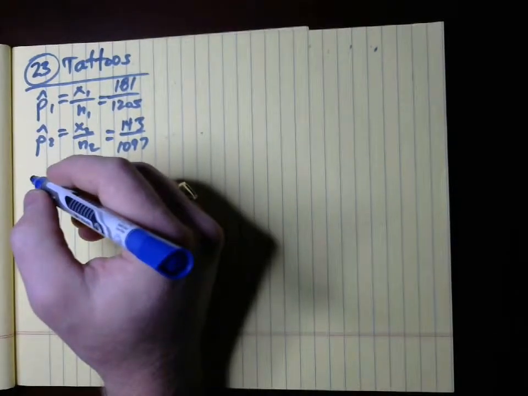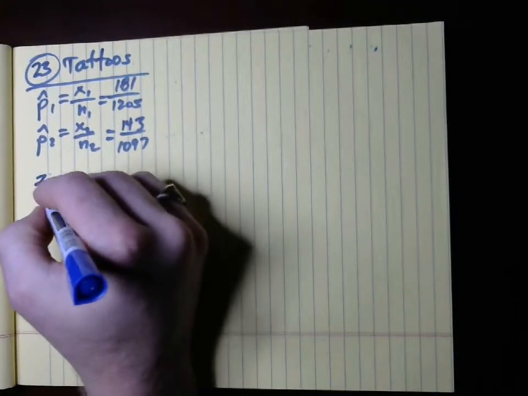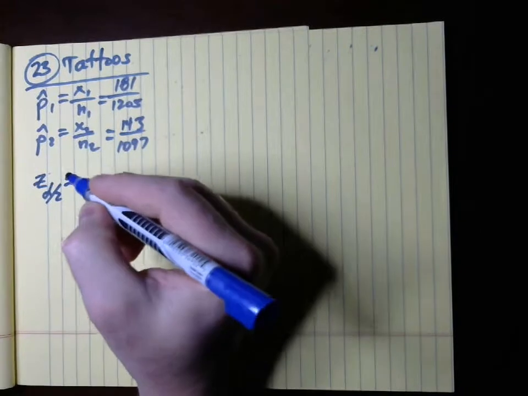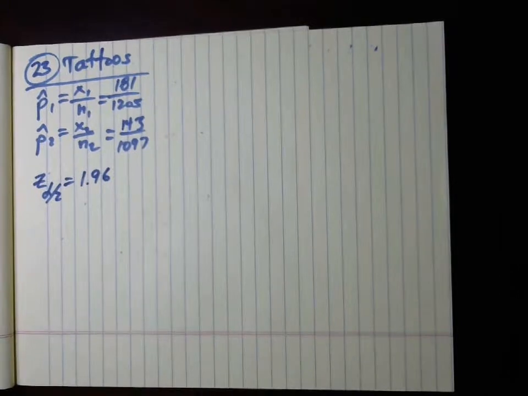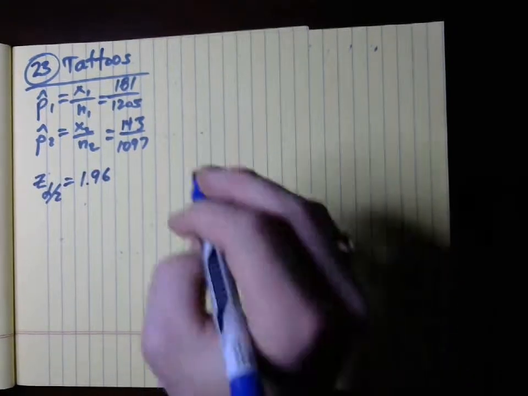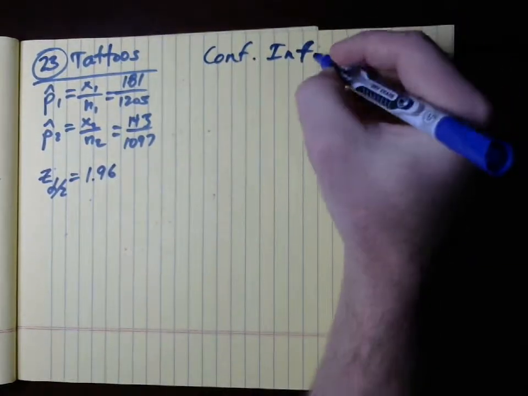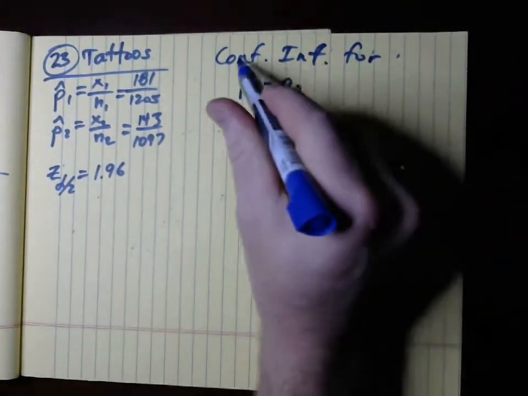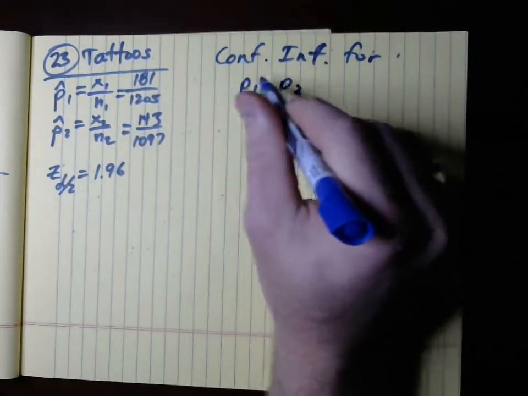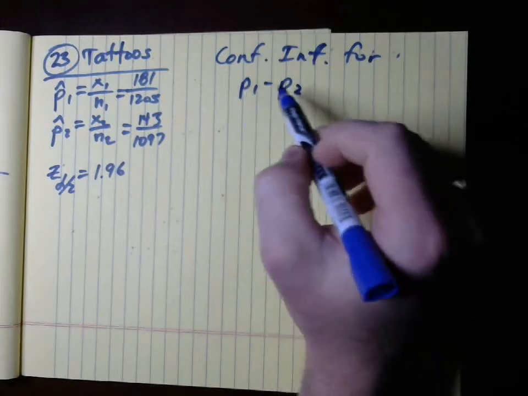So similarly to before, we would want to figure out z alpha over 2 since we're doing a confidence interval. And for 95% it's still 1.96. That shouldn't surprise you. Now the equation for the confidence interval, and we're still doing the difference. So we're building a confidence interval for p1 minus p2. Notice that these are population differences, because we're trying to estimate what the difference is of the population.